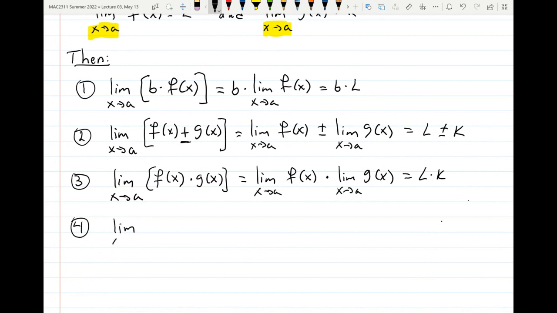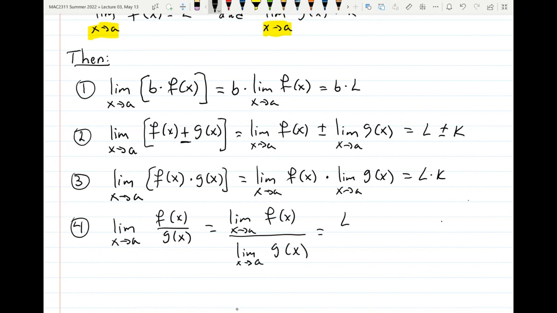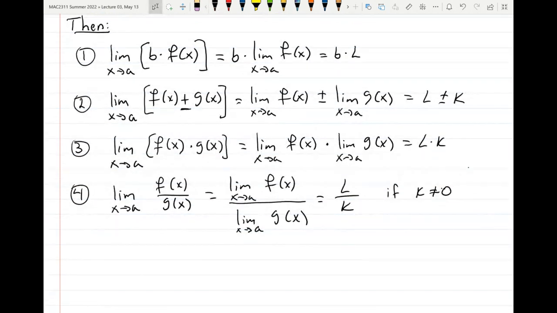Okay. So the limit as x approaches a of f over g is going to be equal to the limit as x approaches a of f divided by the limit as x approaches a of g. So that's equal to L over K, and this happens if K is different than 0, of course. If K is equal to 0, you cannot do this, and we'll see what we do. In the next section, we're going to address that question.